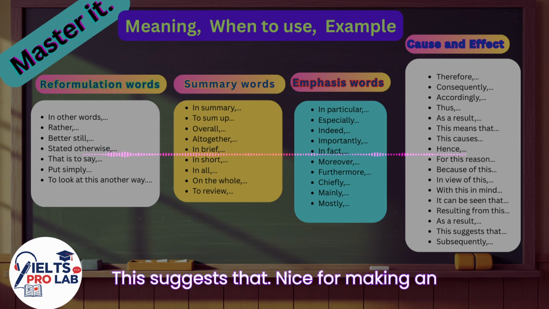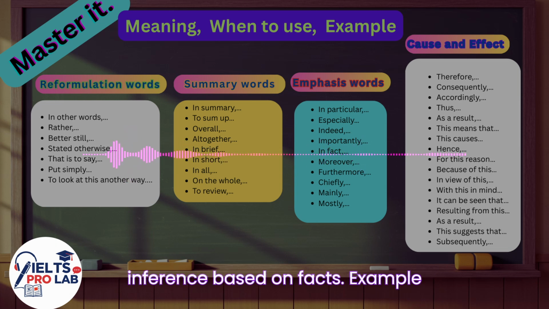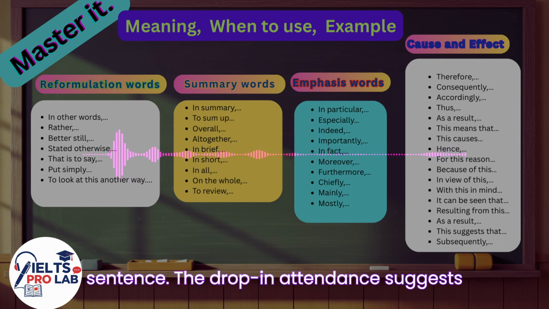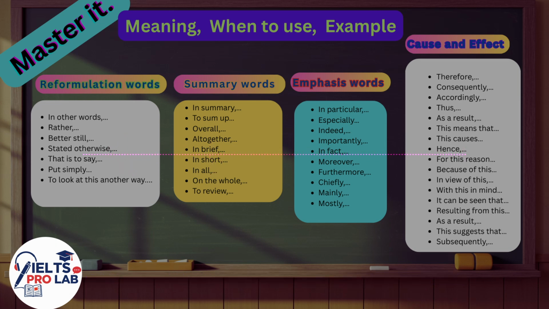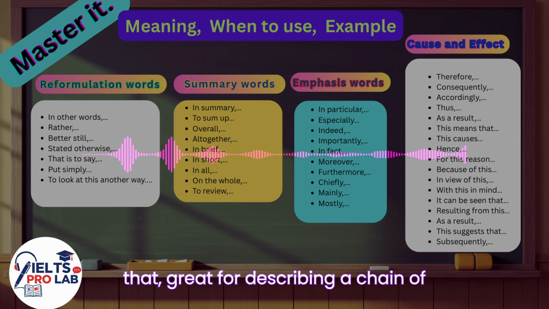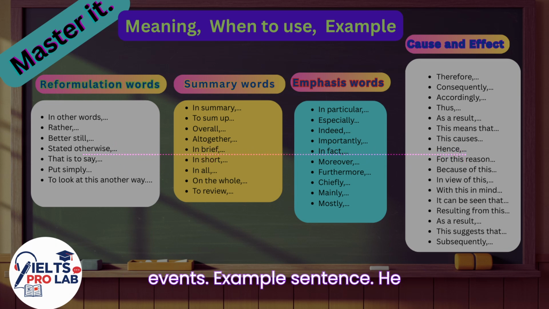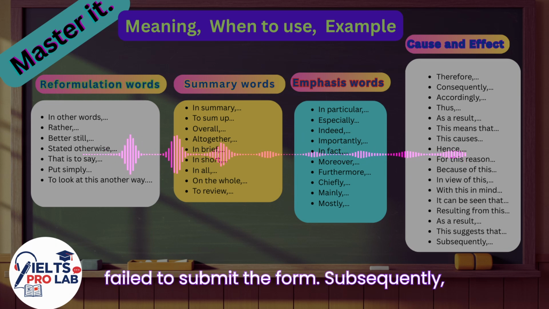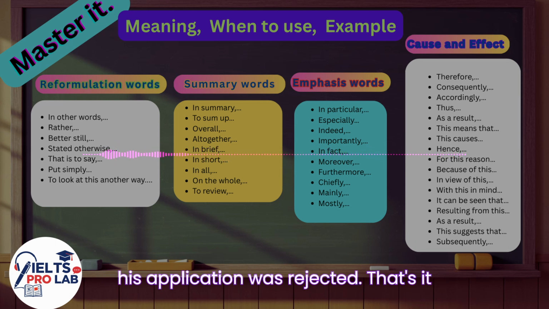This suggests that. Nice for making an inference based on facts. Example sentence. The drop in attendance suggests that the event wasn't well promoted. Subsequently. Means after that, great for describing a chain of events. Example sentence. He failed to submit the form. Subsequently, his application was rejected.